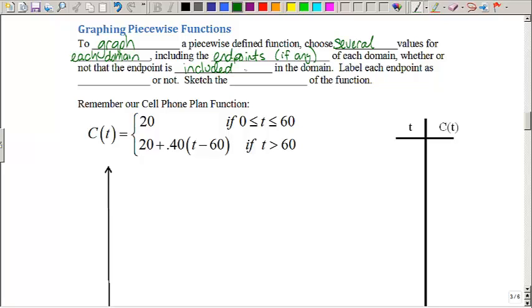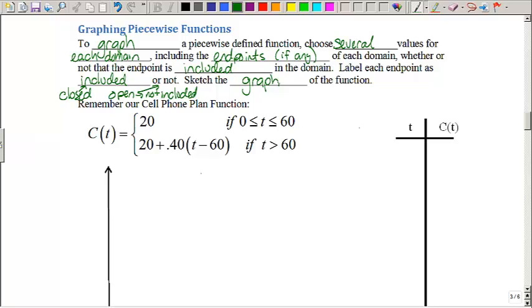Label each of these endpoints as included or not, meaning whether the point is closed if it's included or open if it's not included. Then I want you to sketch the graph of the function. So remember our cell phone plan?